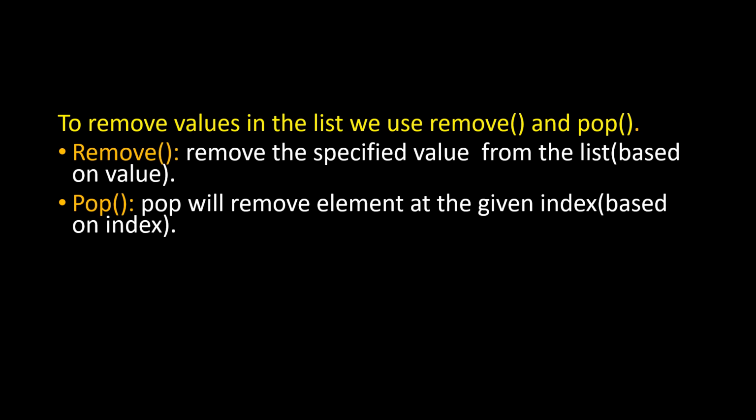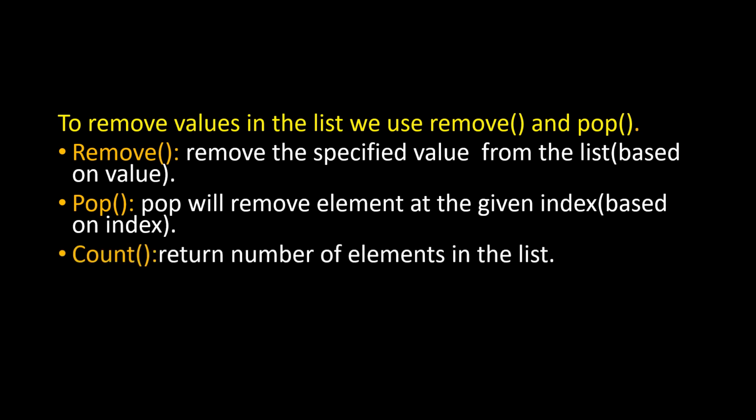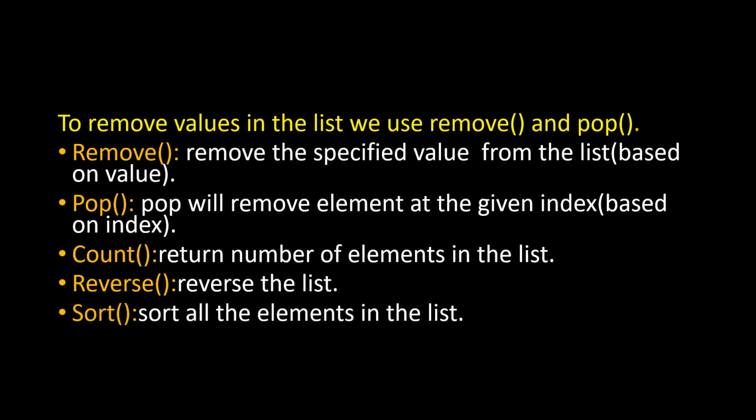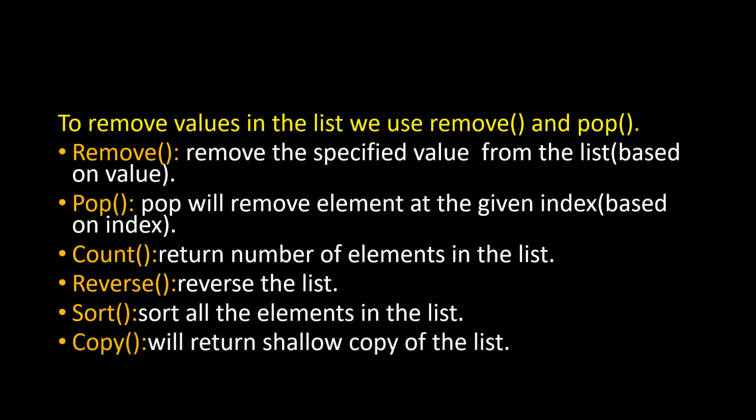Other than this, we have many other methods, say count, which will return the number of elements that are present in the list. And reverse method will reverse the list. We have sort method which will sort all the elements in the list. And then we have copy method which will return a shallow copy of the list. What is shallow copy? What is deep copy? These concepts you will understand in my upcoming videos.